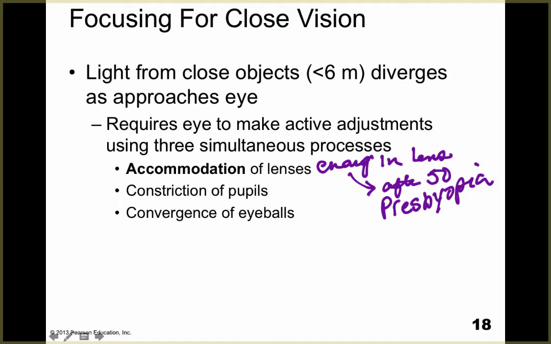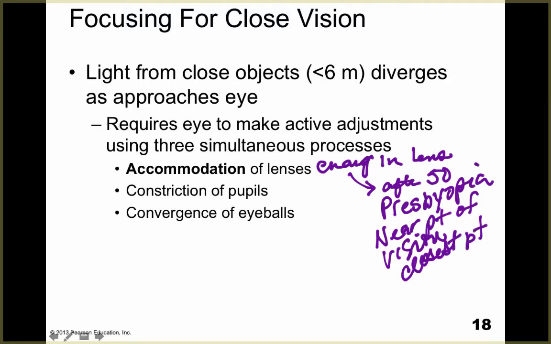And so we have what's called a near point of vision. Basically, this is the closest point each eye can focus. Essentially, that changes as you get older because you can't see as well, because your lens can't change shape to refract light the way that it needs to get that image on the back of your retina.